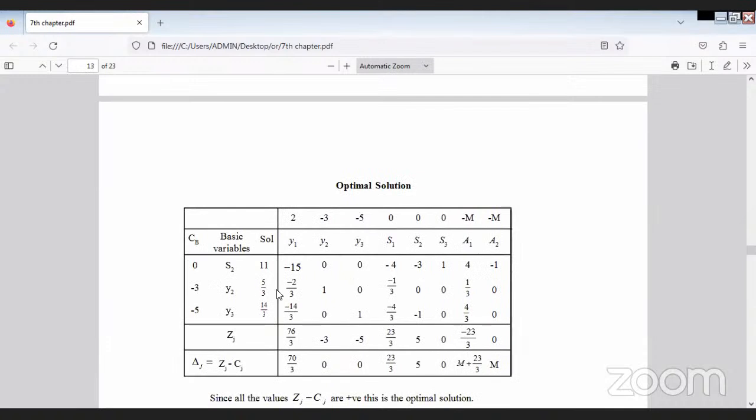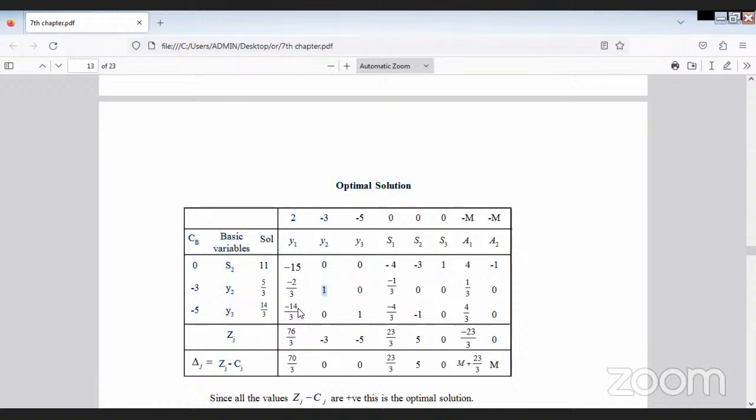From table to table we are taking minus 15. Yesterday I told that minus 15, 0, 0, minus 4, minus 3, 1, 4, minus 1. So therefore 5 by 3 here. Simplifying the 5 by 3 minus 2, that is minus 5 by 3 means minus 6. So 5 minus 6, minus 1 by 5. So 5 minus 0, 5 minus 1. 5 minus 1 means 4 by 3. So 5 minus 1 and 3. We are taking 1 here, so the pivot element is 1.